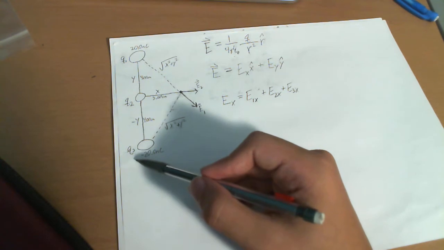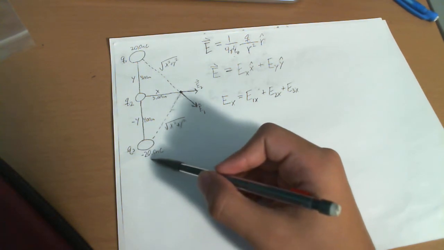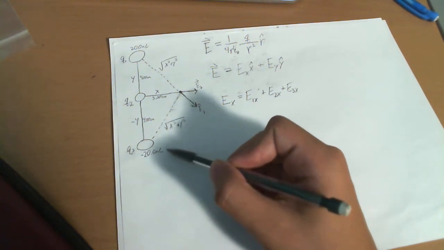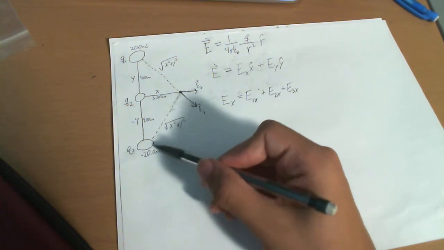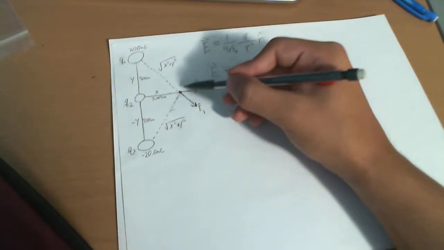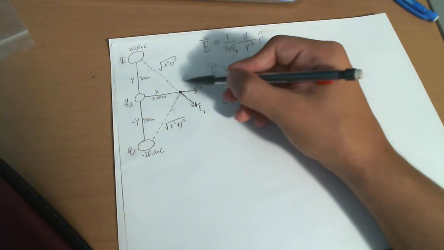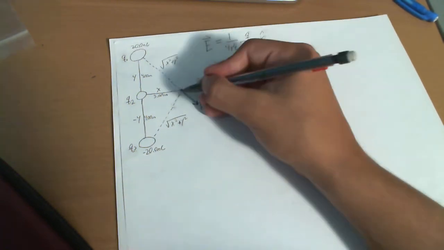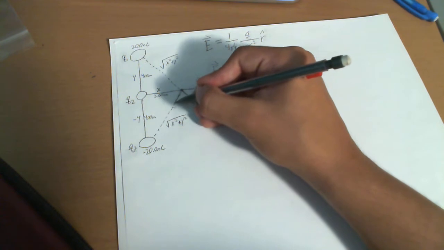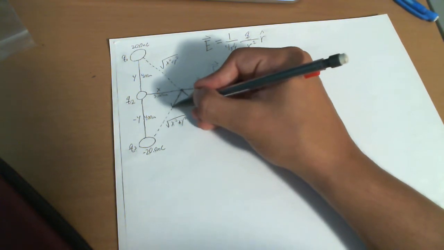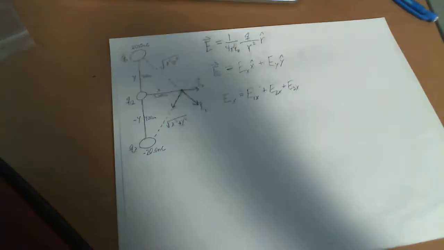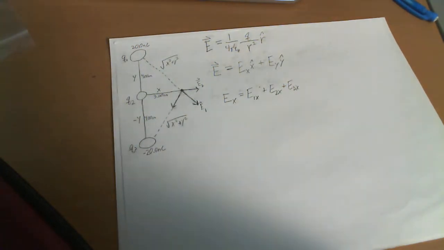Now for charge 3, notice that charge 3 is negative. And so our r hat is going to be negative. So instead of going out this way, it's going to go aiming towards the charge. All right.